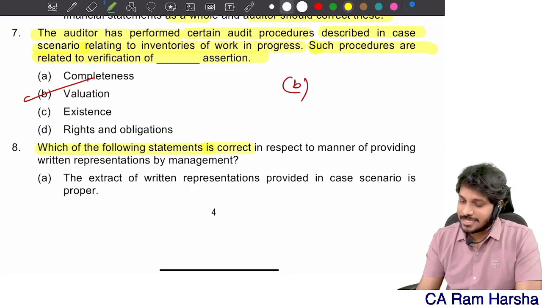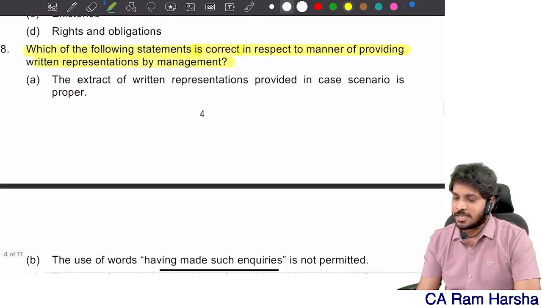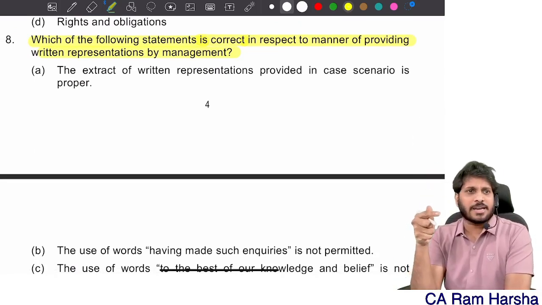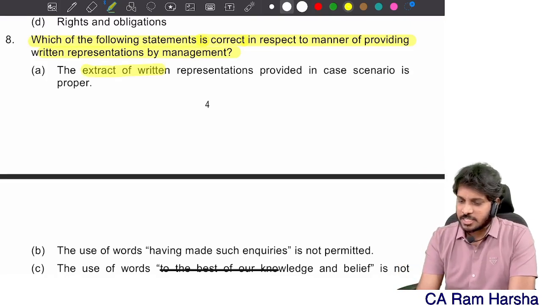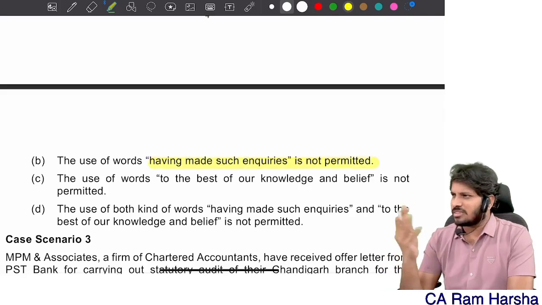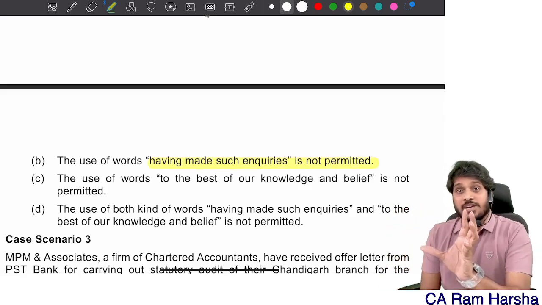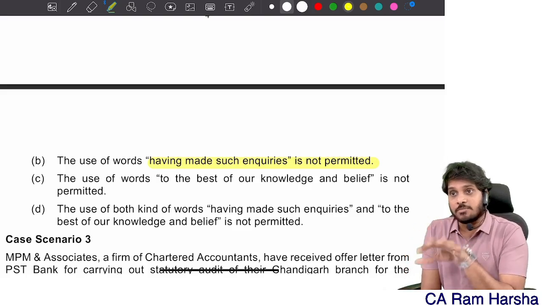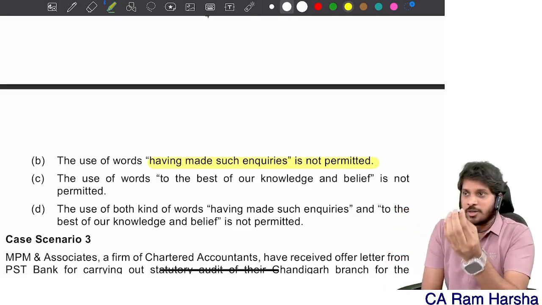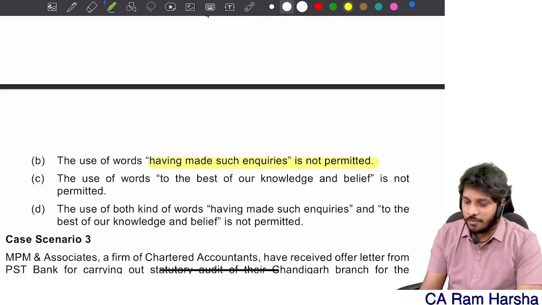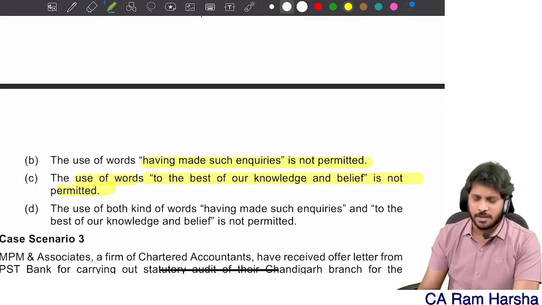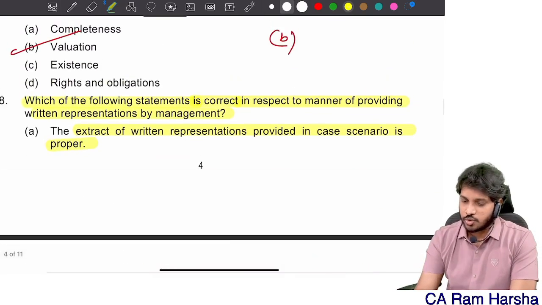Which of the following statements is correct in relation to the manner of representation provided? What is the manner of representation provided by the management? It's correct, no? It's proper. The extract of representation provided in the case scenario is proper. Yes, correct. The use of having made such inquiries, there is no such restriction. Obviously management will inquire of others within the entity sometimes before making representation, like actuaries, engineers, employees who are dealing with respective departments. Yes or no, that we have a question. The use of words 'to the best of knowledge' is not... No, management can use qualifying language. The auditor will accept it. The use of both or not. No, that's wrong. So the answer is A.